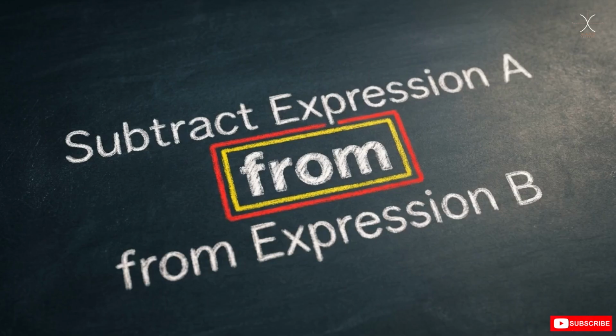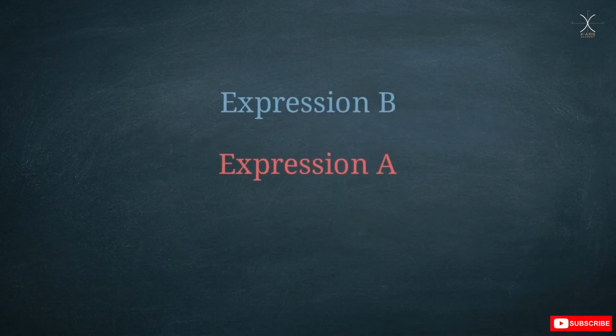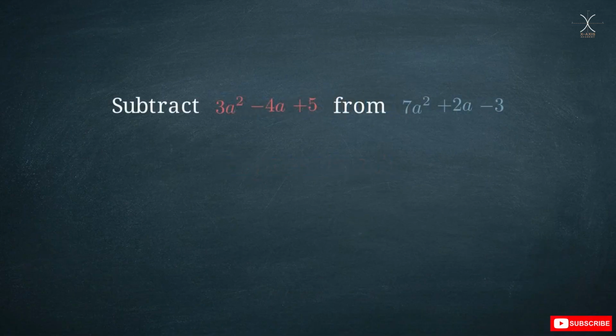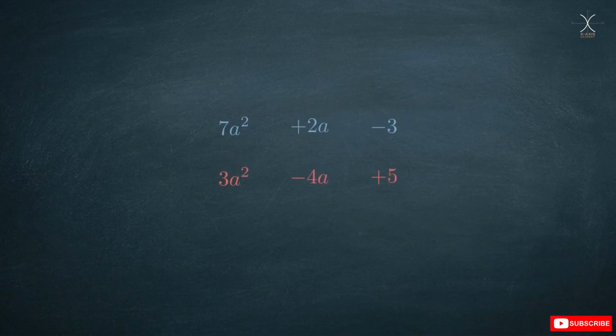For our final problem, we need to navigate a linguistic trap that often appears in word problems. When you are told to subtract expression A from expression B, the expression that comes after the word "from" is your starting point. It must be placed on top. Let's subtract 3a squared minus 4a plus 5 from 7a squared plus 2a minus 3.